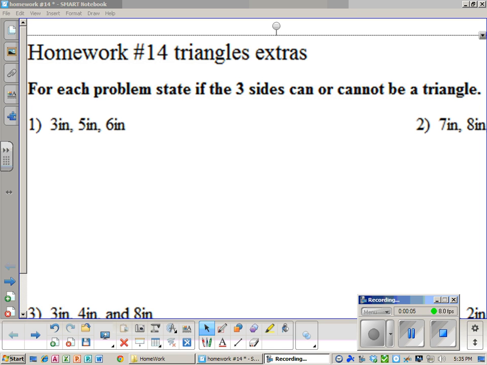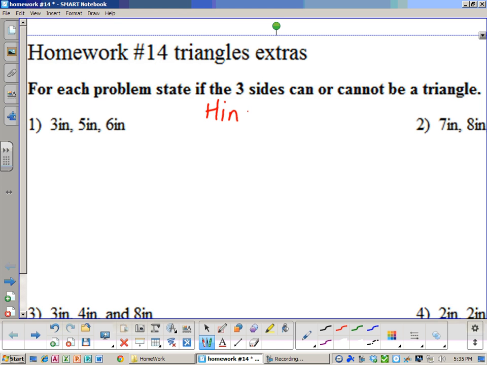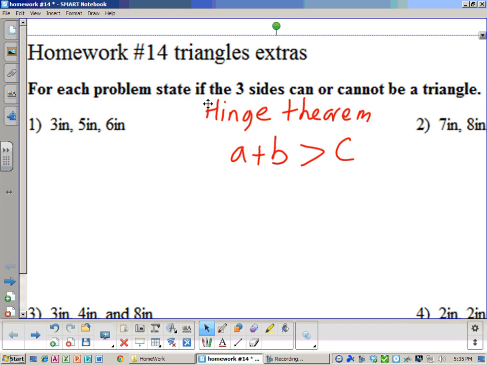Let's go ahead and take a look at homework number 14, triangle extras. It says for each problem, state if the three sides can or cannot be a triangle. In order to do this, you need to use what is called the hinge theorem. The hinge theorem states that A plus B must be greater than C, right? A plus B must be greater than C.